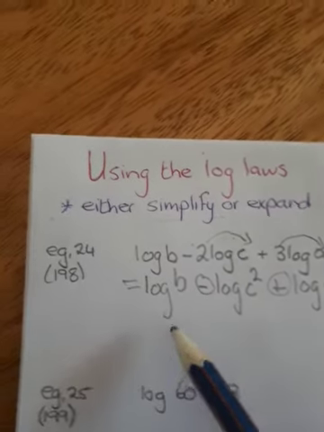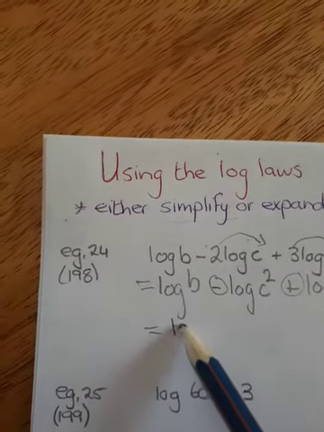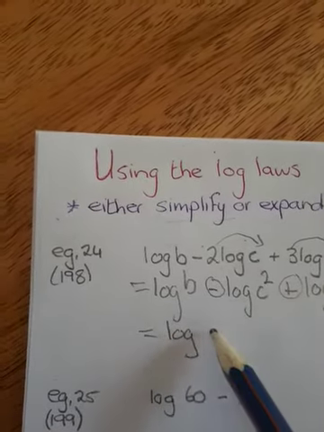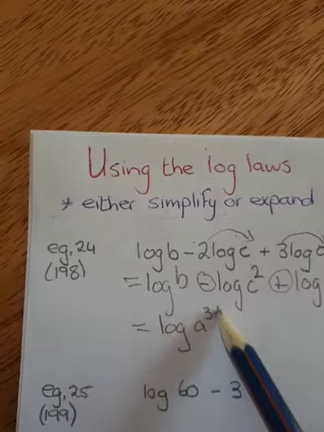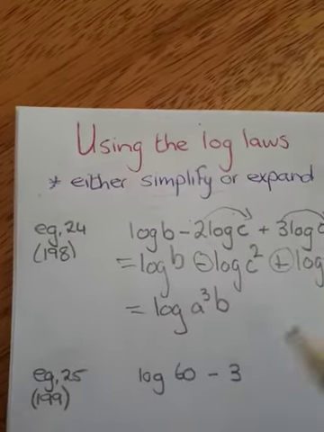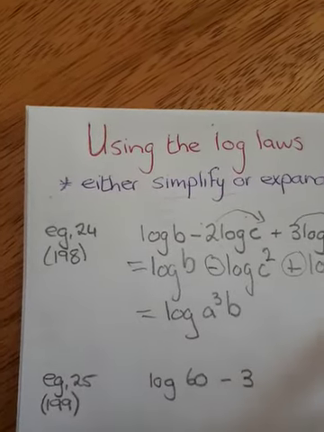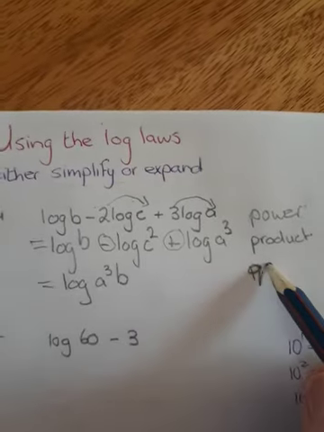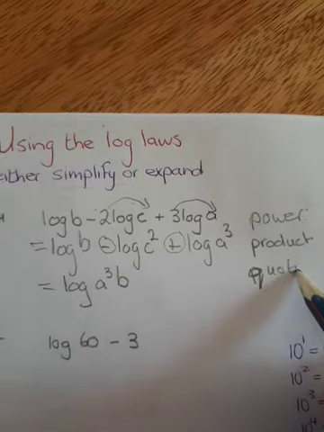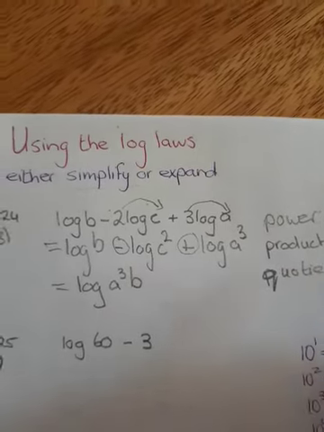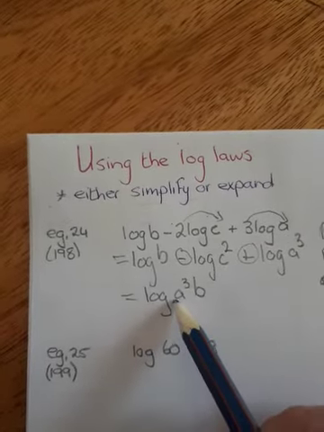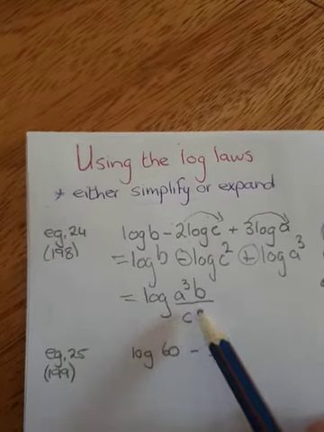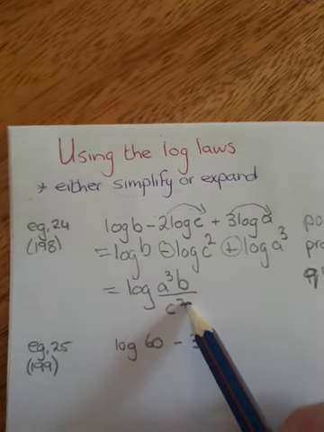Which means this becomes log. We're going to write A to the power of 3 first because that is just how we use it. And then apply the quotient law, which is then the dividing by. So we're going to divide this by C to the power of 2.